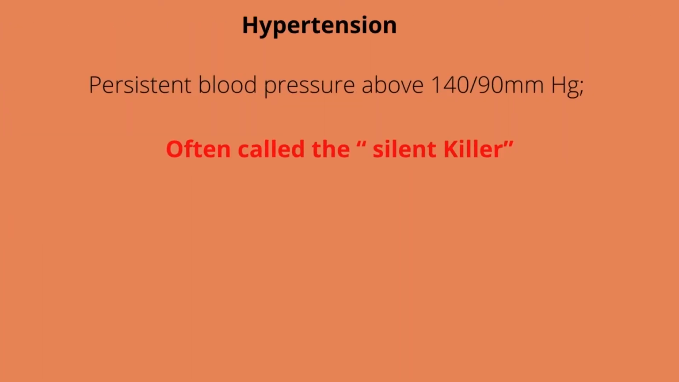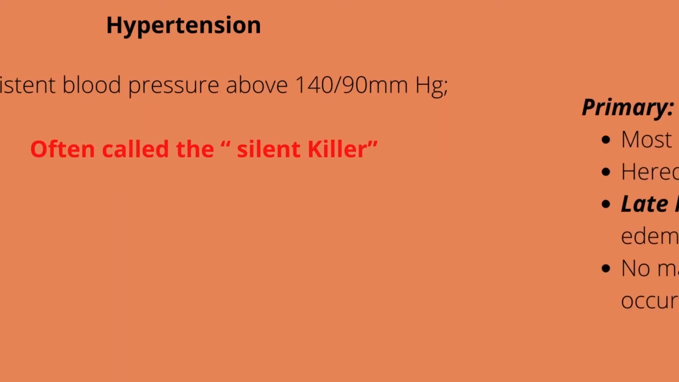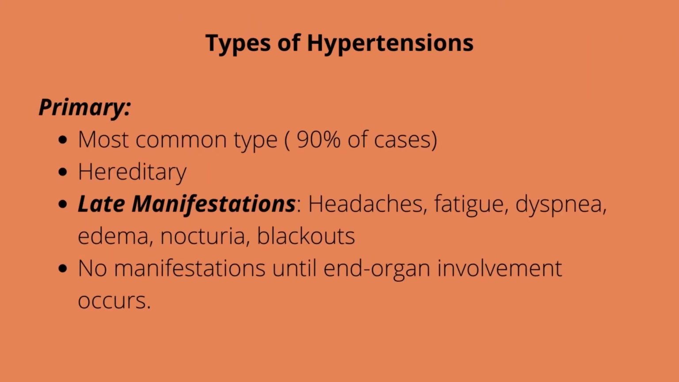Let's talk about hypertension. Hypertension is one of the diseases that we really need to know in and out because it's so predominant. Hypertension and diabetes are two of those disorders we really need to know. What is hypertension? Hypertension is persistent blood pressure above 140/90 mmHg, often called a silent killer because most people really don't know they're hypertensive. There are various types of hypertension. We have primary hypertension and secondary hypertension.